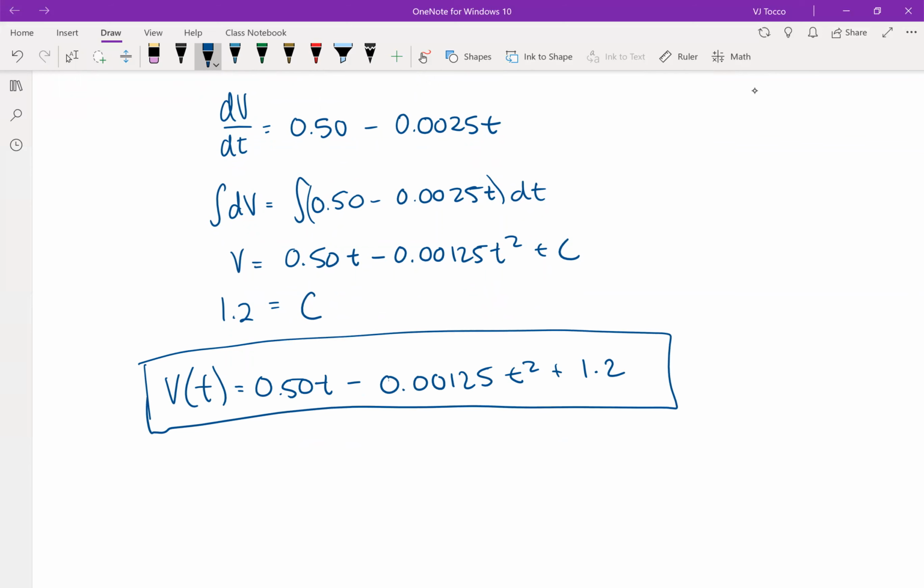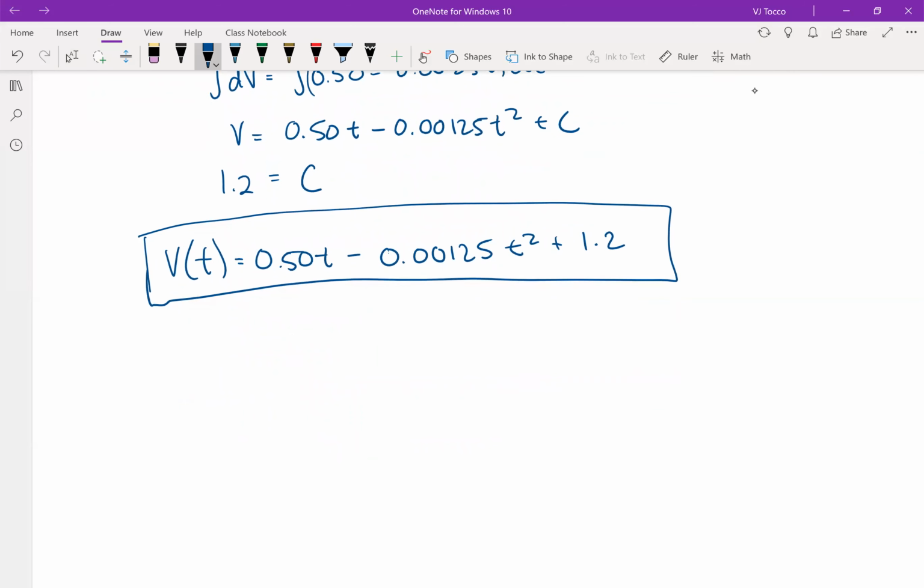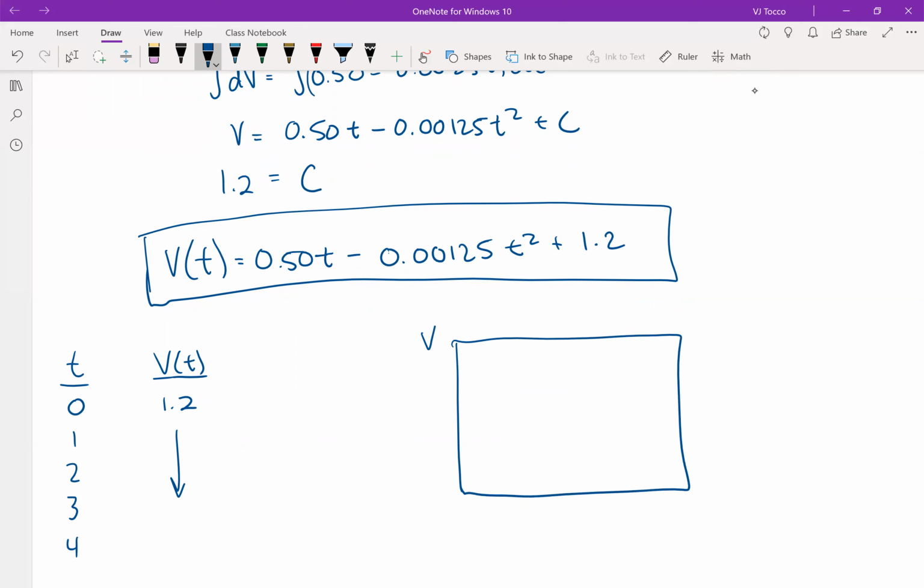Now, if I wanted to plot this more formally, I could go to Excel, and for all values of time, I could simply take t and calculate my value of v of t. So for a time of 0, I already know that my v of t is going to be 1.2. And I could choose different values of t, and I could calculate my value of v of t. I just want to do a more qualitative analysis here. So plotting v as a function of time.